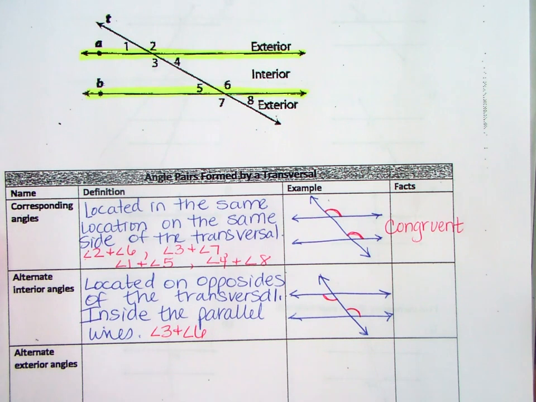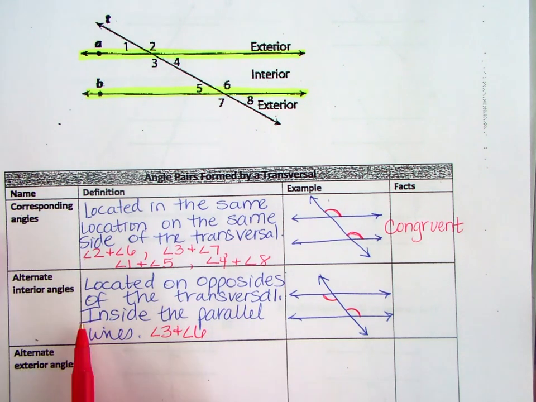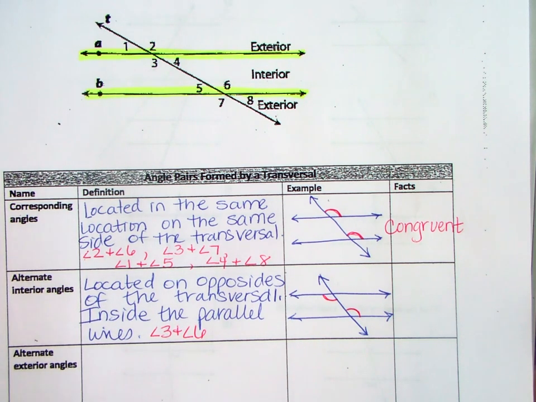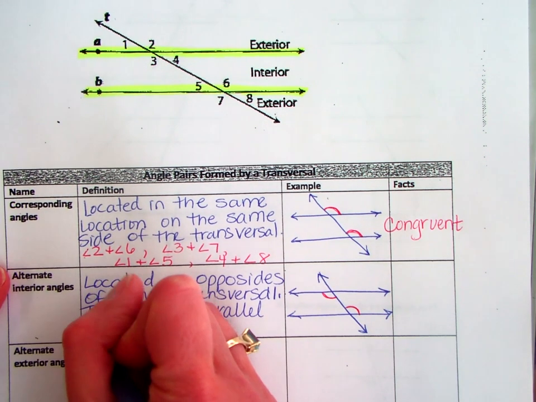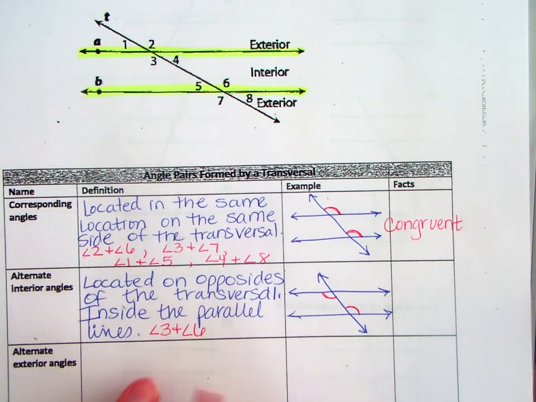Oh, you have a question. What's that? Oh, inside the parallel lines, sorry. All right, so 3 and 6 are a pair. What's another pair that would be alternate interior? Got it, Leah?